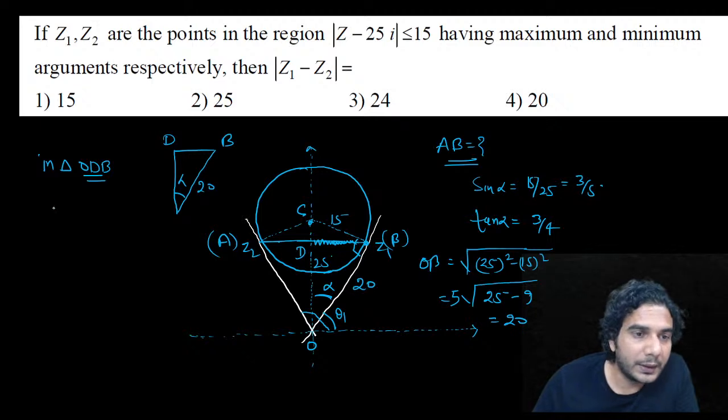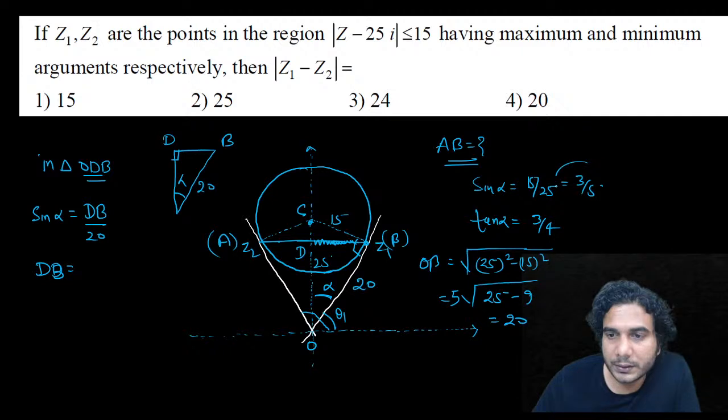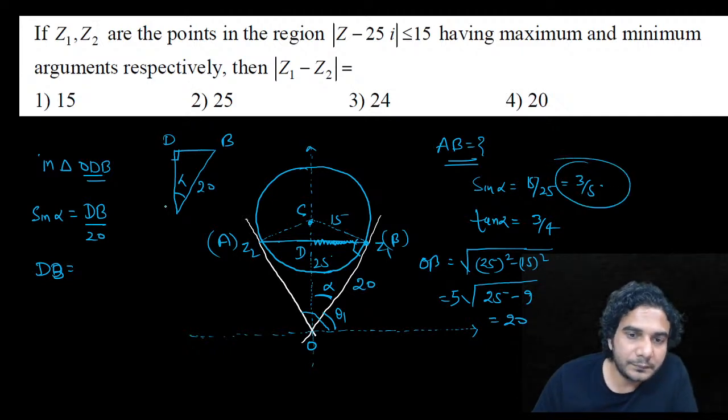We need dB, all right. So let's apply sin alpha. Sin alpha is equal to dB upon 20, as this angle is 90 degrees, right? What is sin alpha, by the way? Sin alpha was 3 by 5. So 3 by 5 multiplied by 20, we'll get 12, right? So this distance is 12.